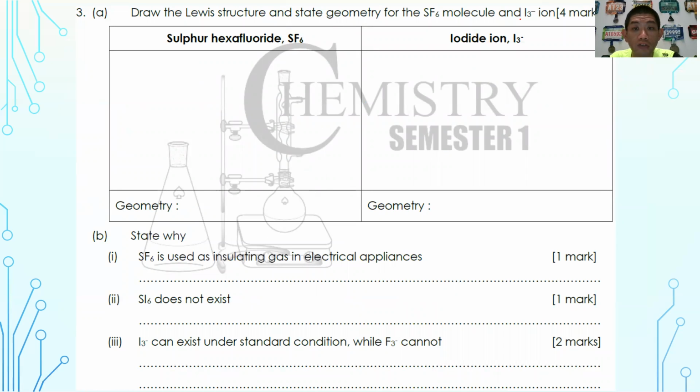Draw the Lewis structure and state the geometrical shape of the SF6 molecule and the I3- molecule, for 4 marks. Definitely, when it is 4 marks, you must know by yourself: Lewis structure 1 mark and geometry 1 mark. Okay, so times 2, that makes the 4 marks in here.